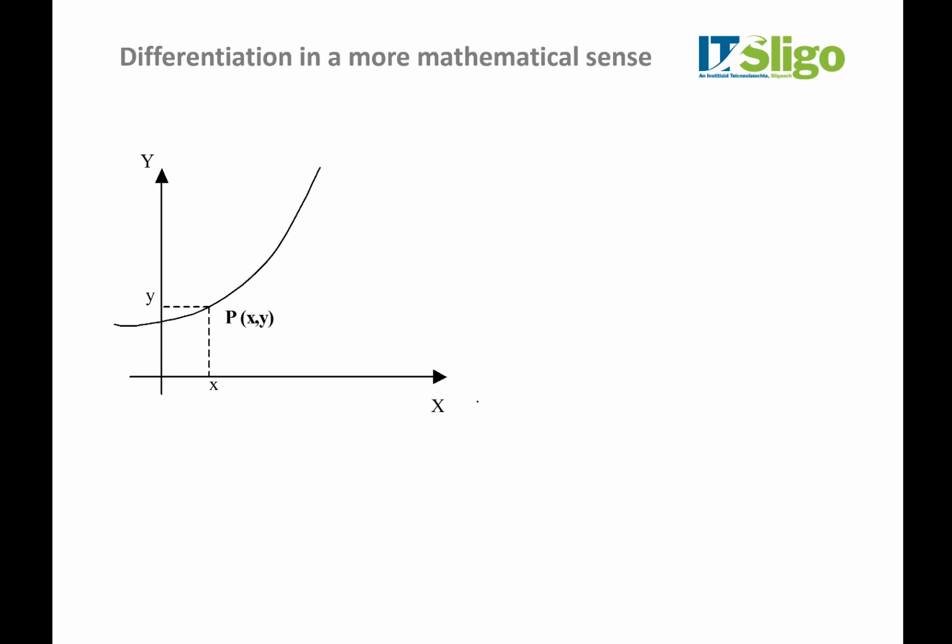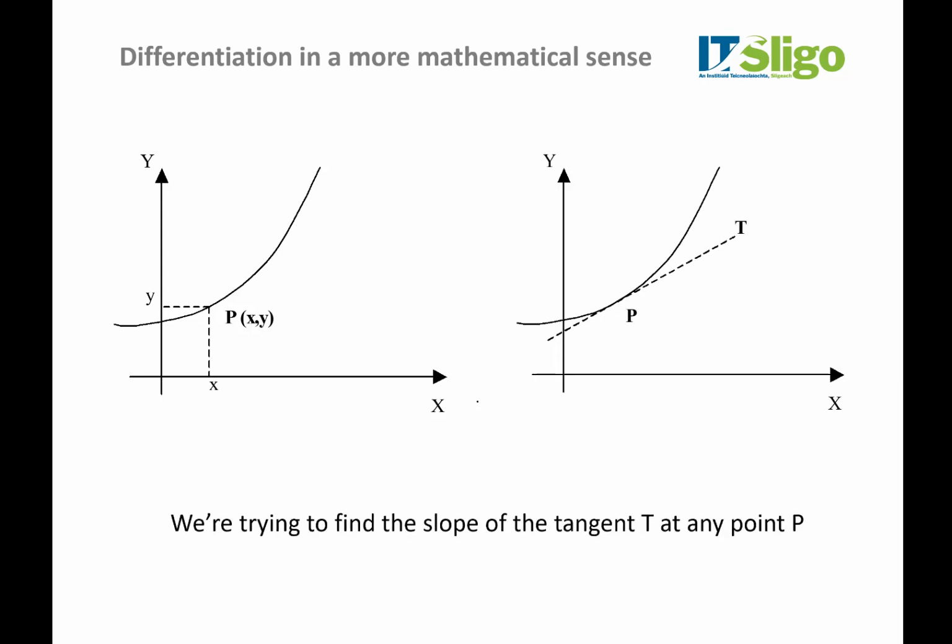So now in a more mathematical sense, it's the exact same idea. We're interested in finding the exact slope at this point P. Mathematically, we're looking for the slope of the tangent at the point P. But remember, a tangent only touches the curve at the point of interest. So again, we're only interested in this point P. What's the exact slope at that point P? The same logic applies. In order to find a slope, we need 2 points.